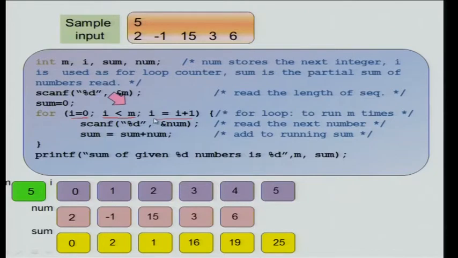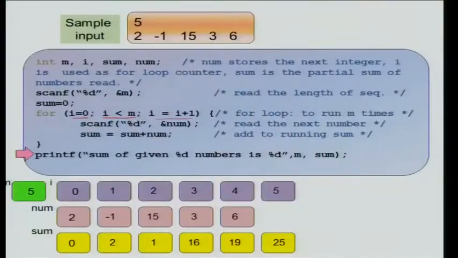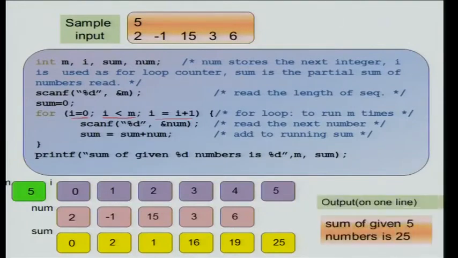So when you read the 5th number, I will be 4. After that, you add the 5th number to the summation, and once you are done, I will be incremented to 5. 5 is not less than 5, 5 is equal to 5, so you will exit out of the loop. At this point, you will have the correct sum. So the correct sum will be 25, and you exit out. So the printf will come out on one line. It will say that the sum of given 5 numbers is 25.